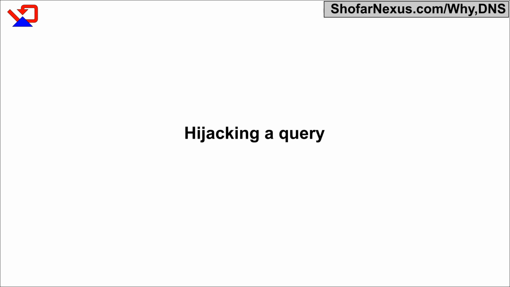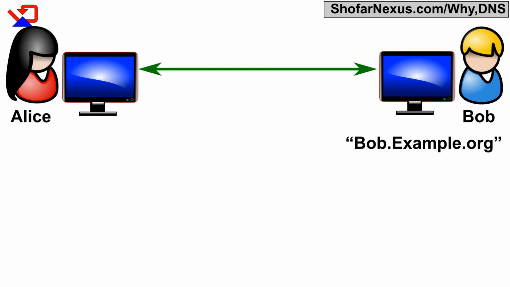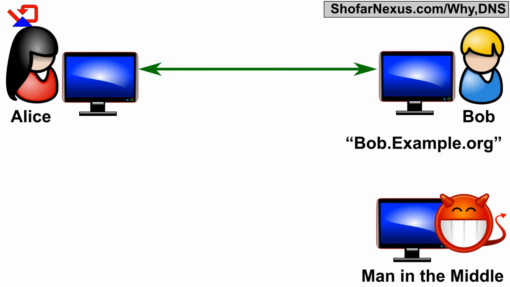Hijacking a query. We now have a glimpse of what the domain name system is, how it was developed, and how it is used. Now let us look at how it is used against you. There are many techniques that are used to fool or force the DNS to return an incorrect IP address.